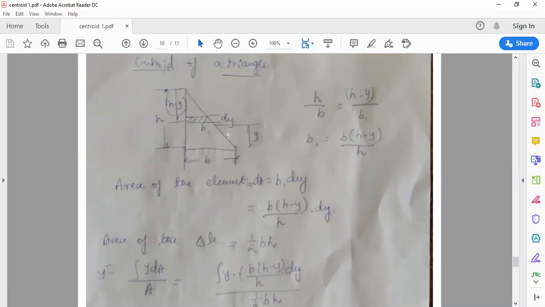So the centroid of this entire triangle with reference to the x-axis, y bar, equals the integral of y dA divided by A. This is the general formula. Y is the location of this strip. The strip is located at a distance y itself. So y into dA, where dA is the area of the element: dA equals b1 into dy, or b by h into h minus y into dy.